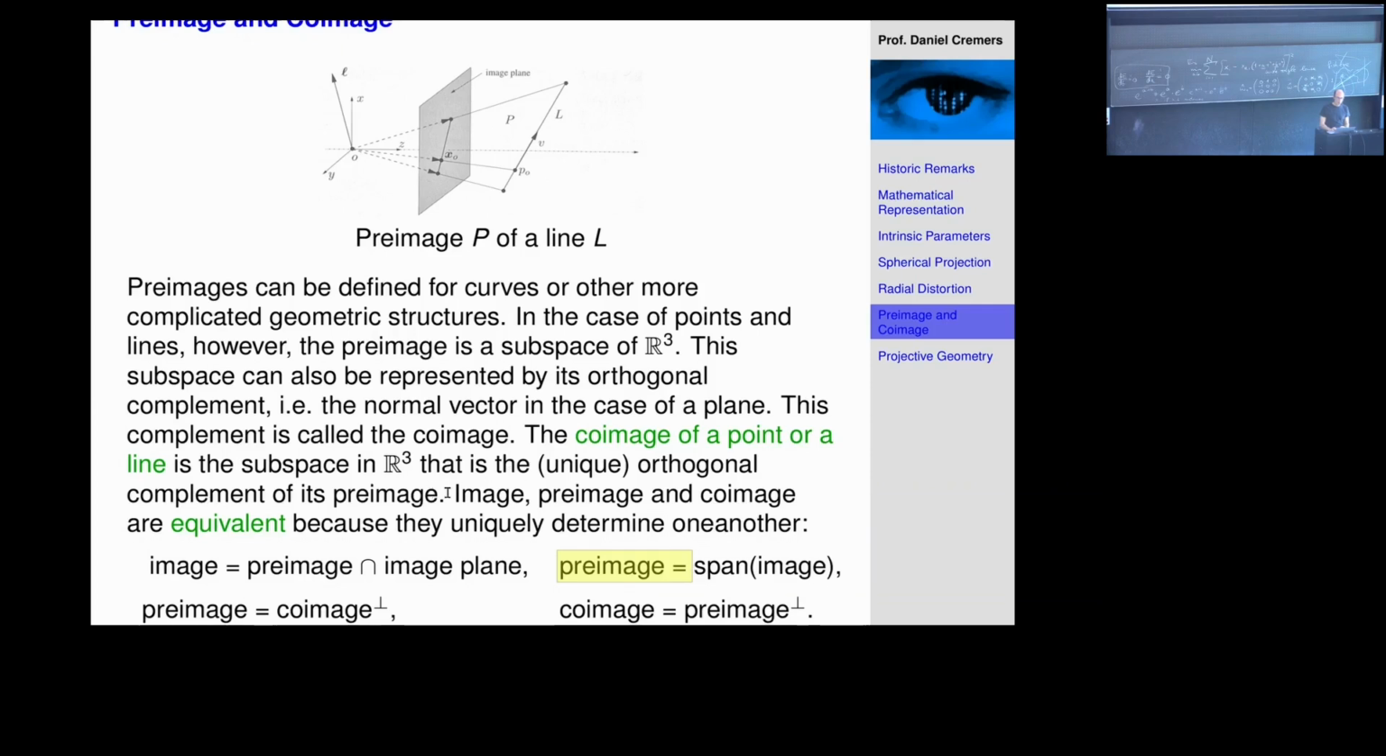And what's important to observe is that image, pre-image, and co-image are equivalent because they uniquely determine one another. So once I have the pre-image, I can compute the image by intersecting it with the image plane. And I can compute the co-image from the pre-image by just taking the orthogonal complement. And once I have the image, I can get back the pre-image by taking the span of the image. So they're all equivalent to one another in the sense that I can determine one from the others.